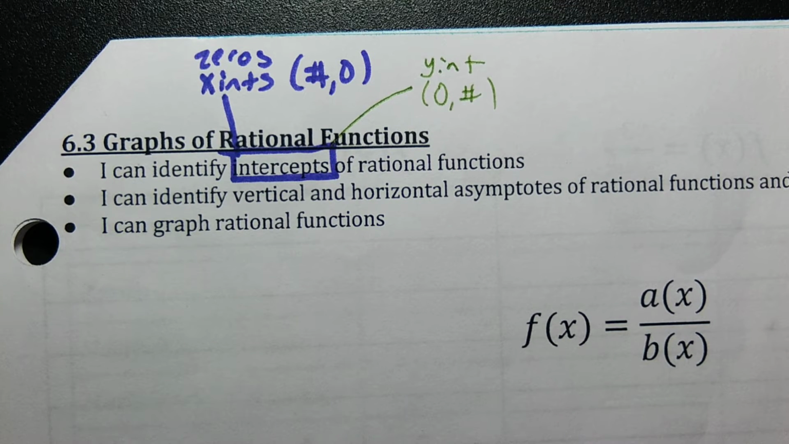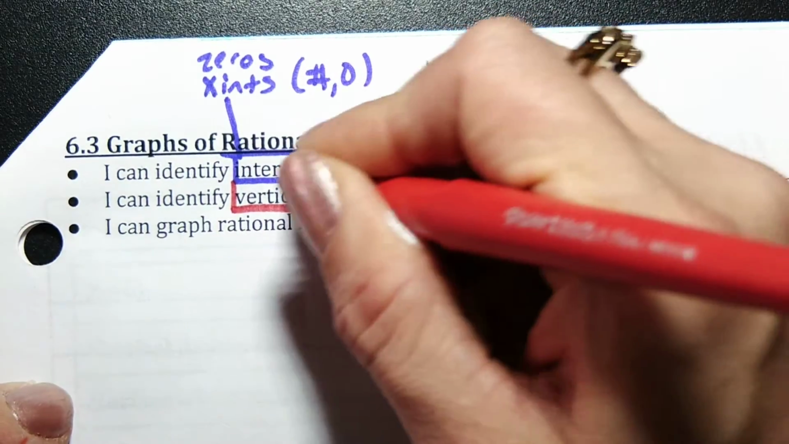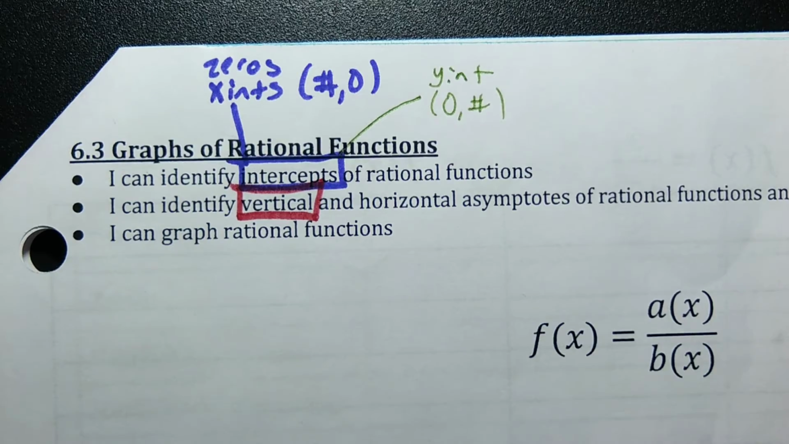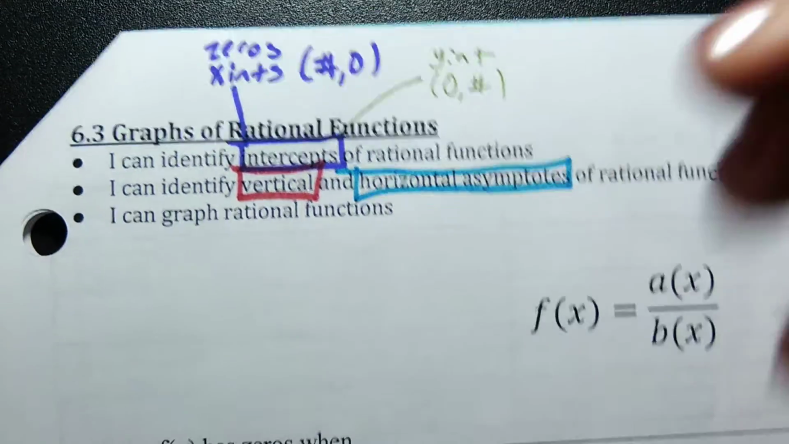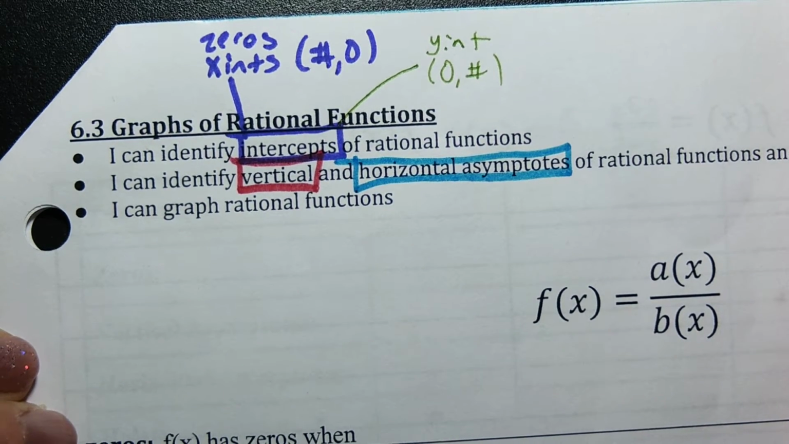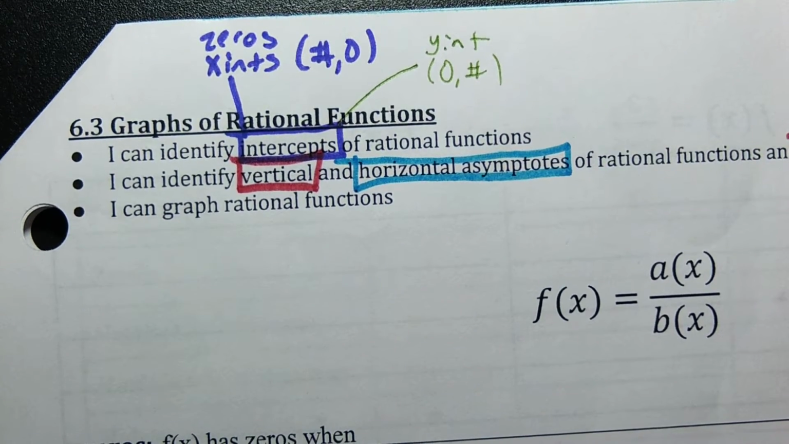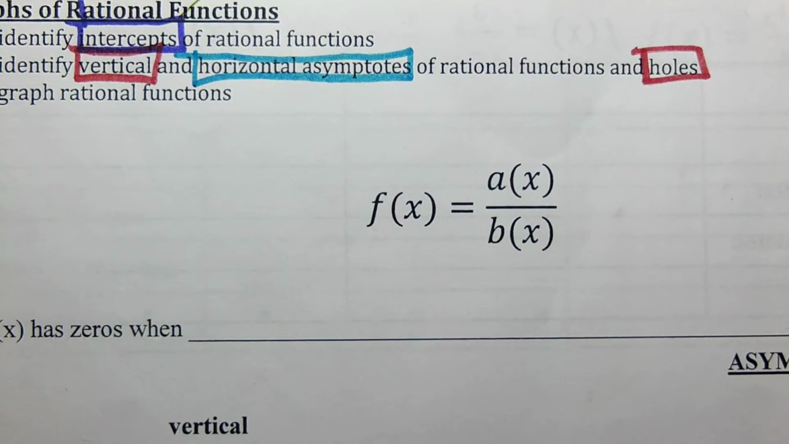The second features are any vertical asymptotes and horizontal asymptotes of a rational function, and also the holes. Some functions will have holes, some of them will just have vertical asymptotes. Now, up till this point, we have never had a graph with any type of asymptote before. So let's go ahead and define what an asymptote is.